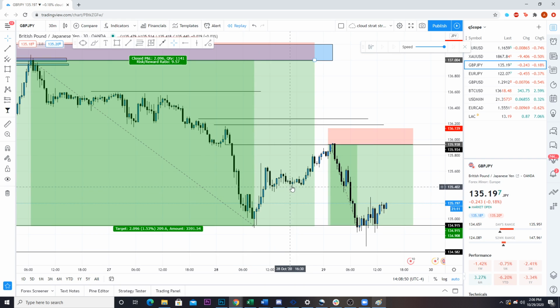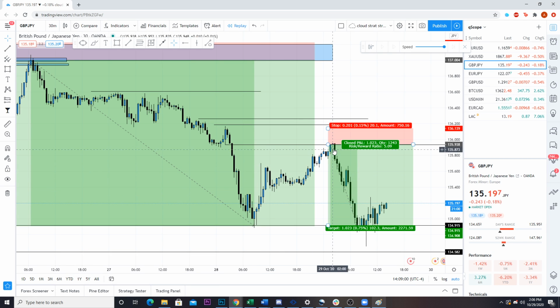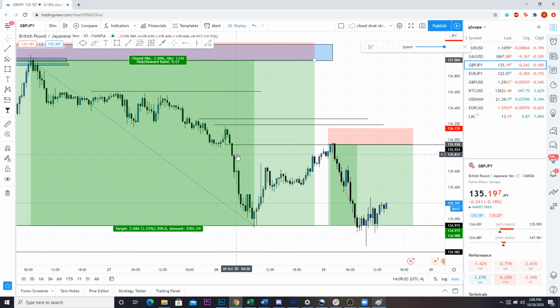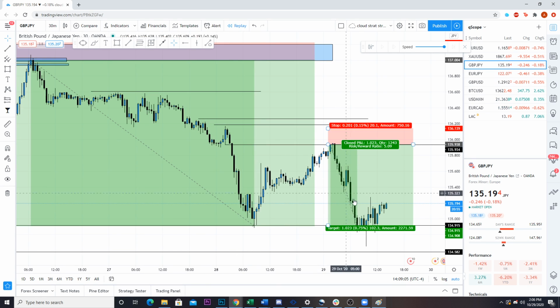When we make our way up there, look how slowly we make our way back up there, doing what? Filling in all these areas of imbalance. As you can see, there's no imbalance left. All these wick to wicks have been filled by the price movement. So by the time it gets back up here, filling in this entire area right here and mitigating off this order block, we have this strong drop off.